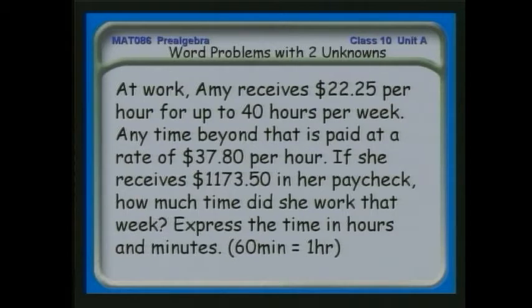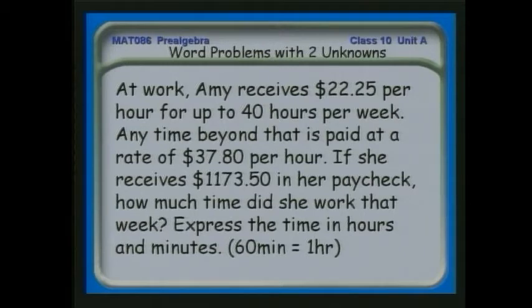At work, Amy receives $22.25 per hour for up to 40 hours a week, her regular salary. Then any time beyond that is paid overtime at a very nice rate of $37.80 per hour. If she receives $1,173.50 in her paycheck, we'd like to know how much time she worked that week. And in particular, we'd like to express the time in hours and minutes.